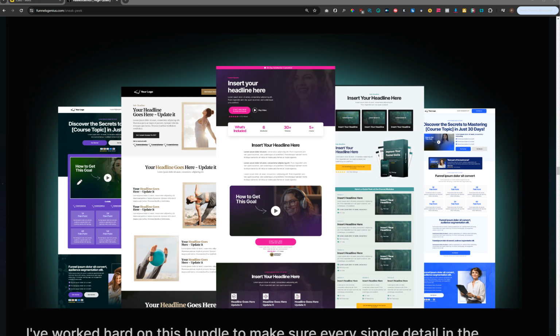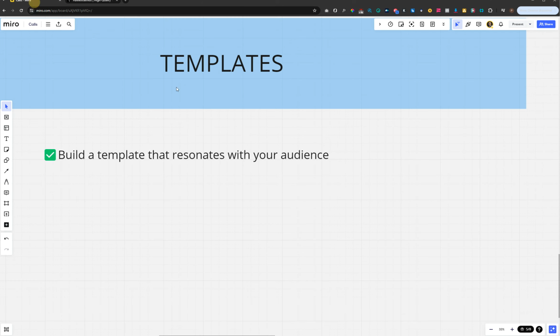Greens or reds or blacks and red and stuff like that, right? Or maybe golden as well. Okay, golden black, also good. So we want to understand how to build templates that resonate with your audience.